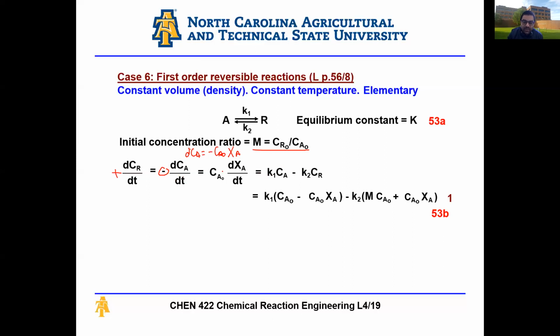So for CR, the rate of production of R is equal to K1 CA minus the rate of consumption of R, which is equal to K2 multiplied by CR, right? So this is your forward reaction, and this is your backward reaction. And when having reversible reactions, you always have two expressions, right? One for the forward, one for the backward.